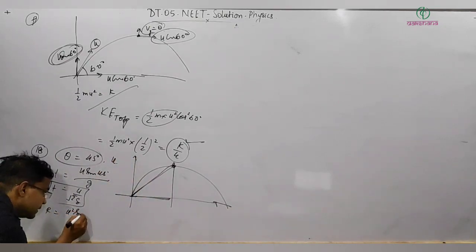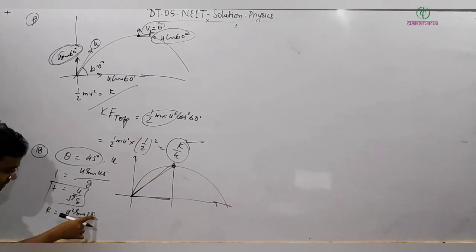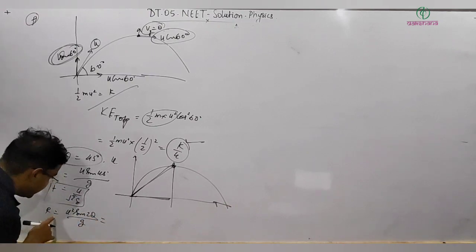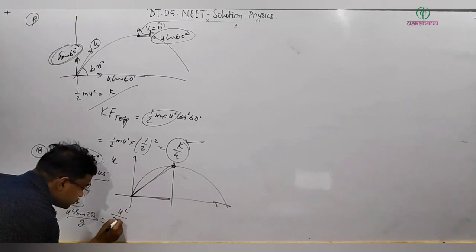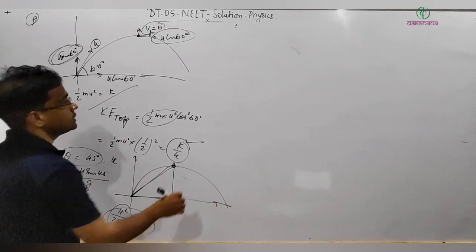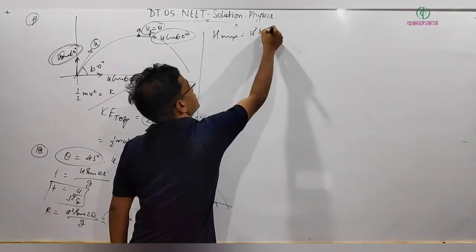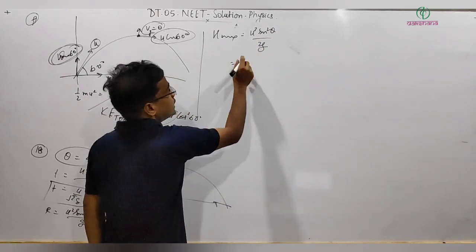U square sine 2 theta by g, and this is equal to 1. So range is equal to u square by 2g. Basically this is half of R by 2, and h max is equal to u square sine square theta divided by 2g, sine square theta.